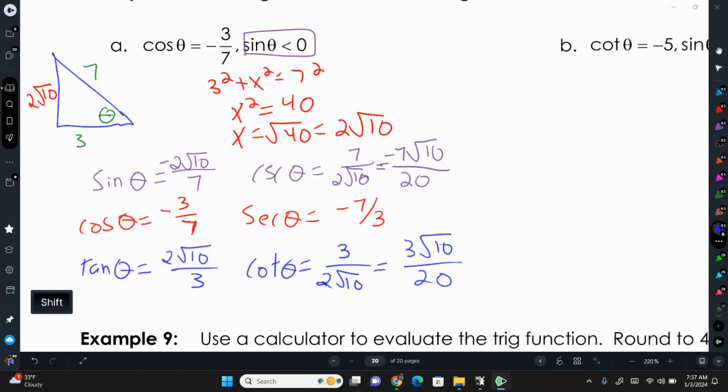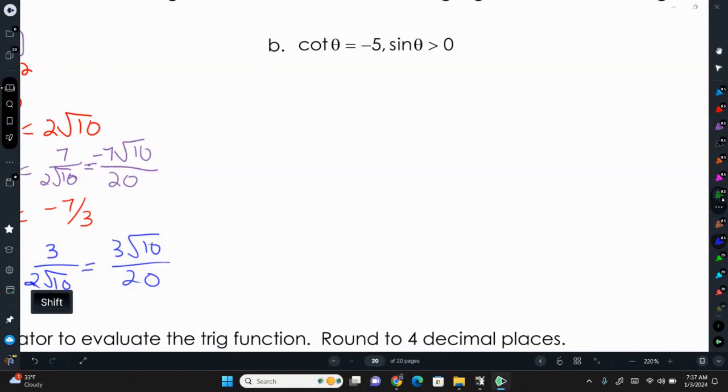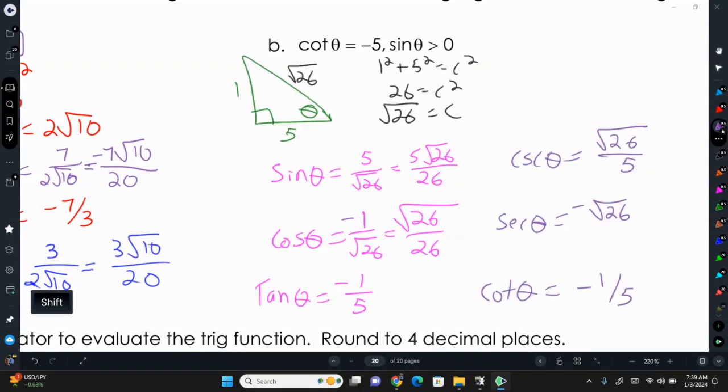All right, so go ahead and try letter B, and when you're done, unpause the video and we can see what you got. All right, so here are the answers, and if you notice it says sine was greater than 0, so sine and cosecant has to be positive, but because cotangent's negative, that means cosine would have to be negative in order for the cotangent to be negative. So these would be your correct answers, except cotangent is going to be negative 5, because that's what we were given.